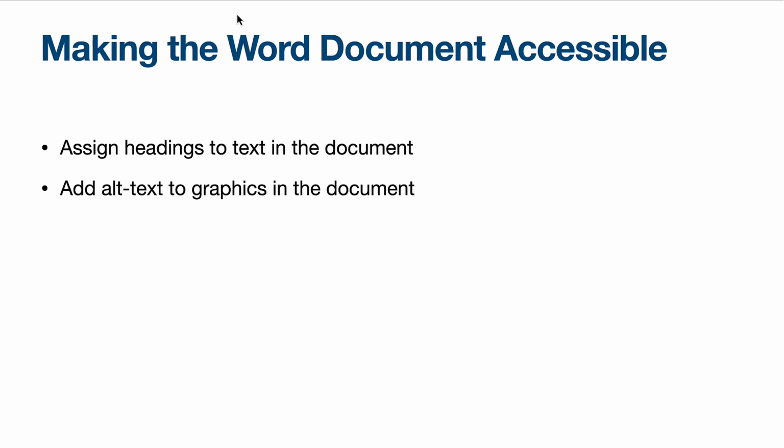We also want to add alt text to graphics in the document. Any graphics in your document need to contain alt text so that they're properly described when being read by assistive technology. We want to artifact any elements on the page that don't have any value. This can be graphic elements, it can also be header and footer text, as well as other items.